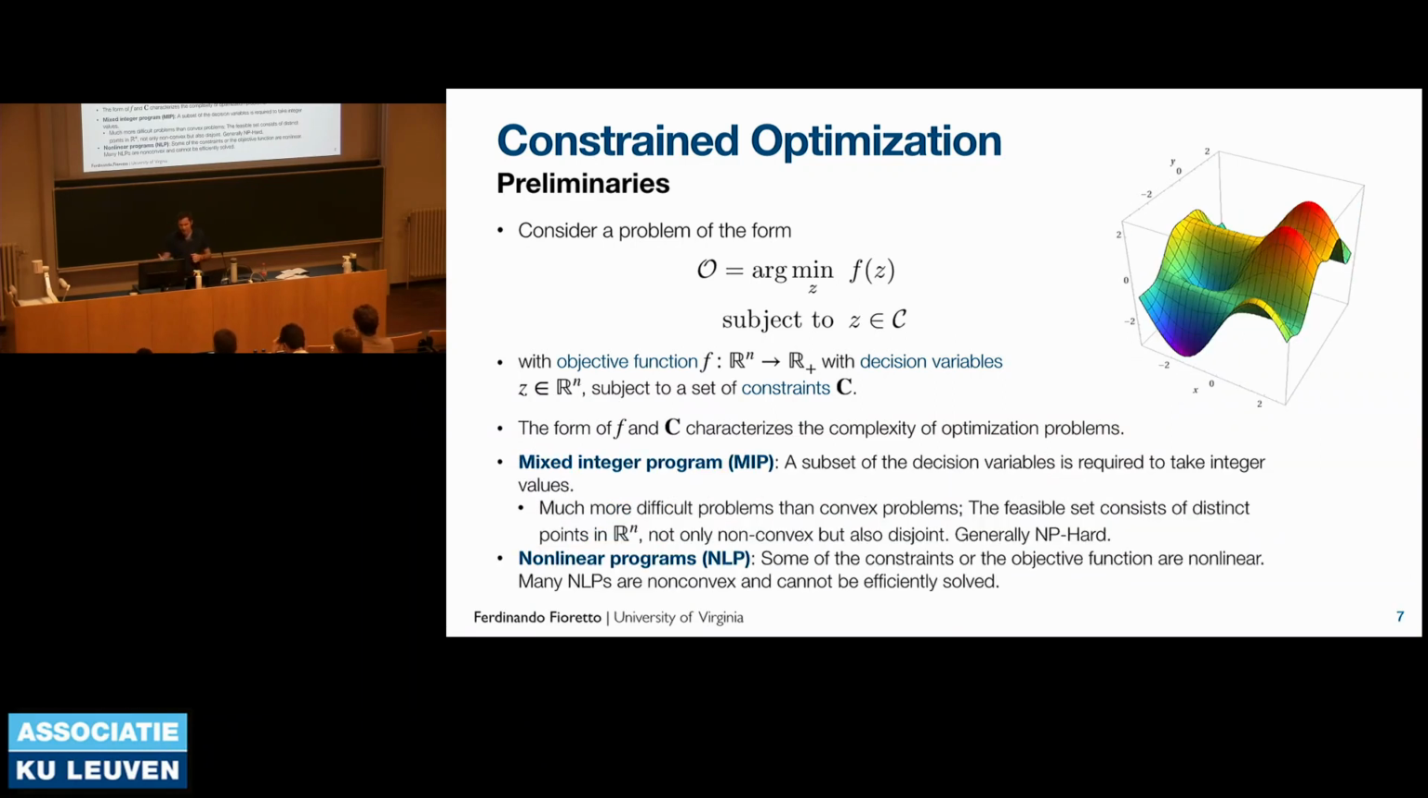And then we have different beasts. When a subset of the decision variables takes on discrete or integer values, we talk about mixed integer programs. Those are much more difficult problems because the feasibility set is not only non-convex, but consists of distinct points, so it's discontinuous. So here you have a completely different set of techniques to tackle such types of problems. They are much harder. They're typically NP-hard. And then nonlinear programs, where either the objective or the constraints or both are nonlinear, non-convex functions or sets.